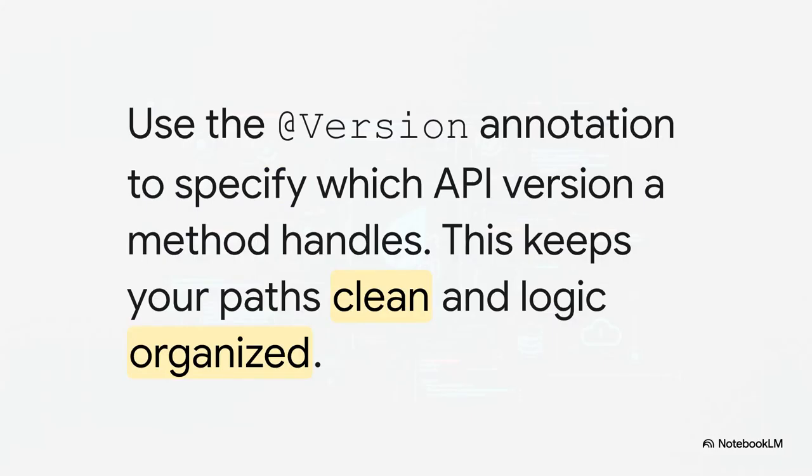And here's what that looks like in the code. It's just so clean. Your @GetMapping path stays simple, just /users. Then you add this @Version annotation to tell it exactly which API version this particular method is for. It's incredibly easy to read, and it keeps the logic right where it belongs.